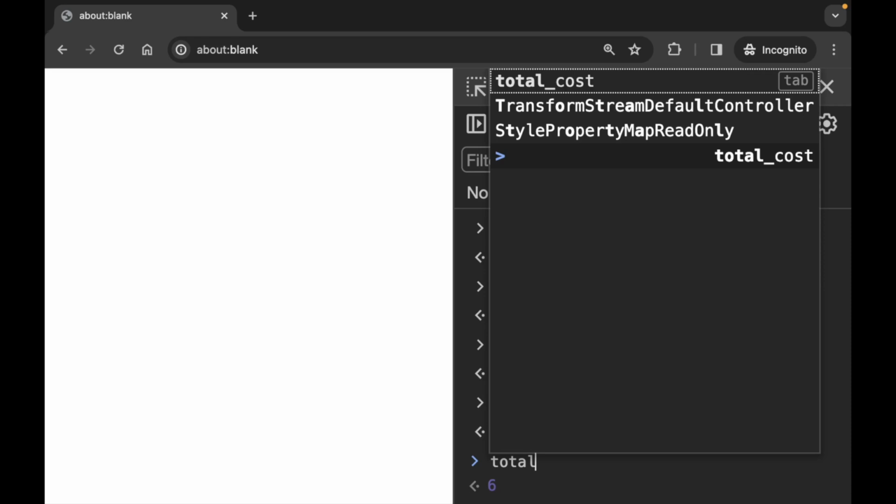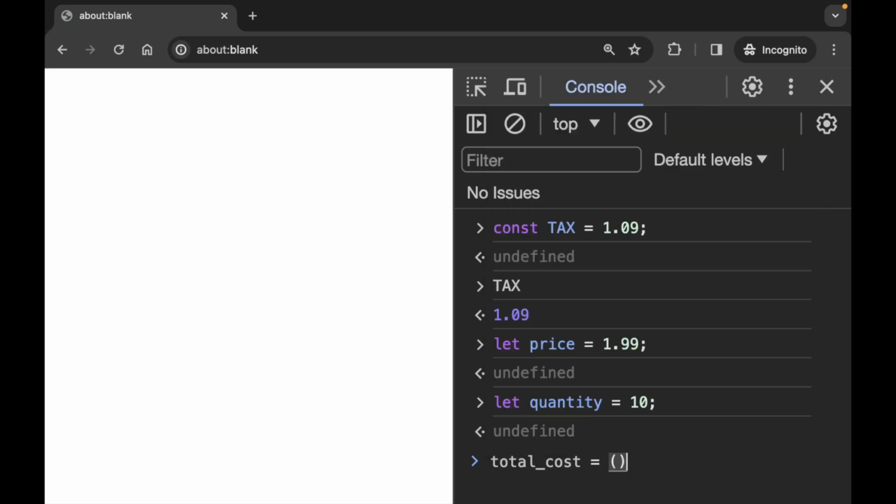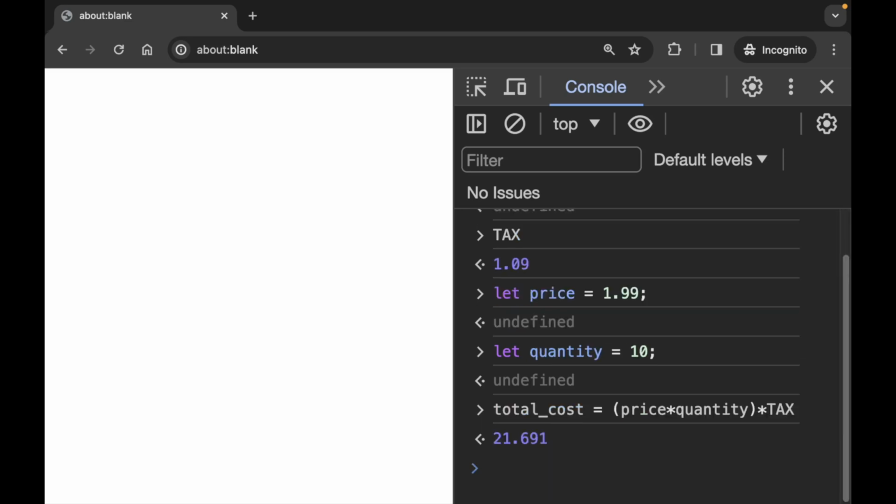Again, we'll use our PEMDAS. So we'll do price times quantity, and then multiplied by tax. And that gives us our total cost here of 21.691. And again, later on, we have functions that we could use to round that up or down, however you want it.